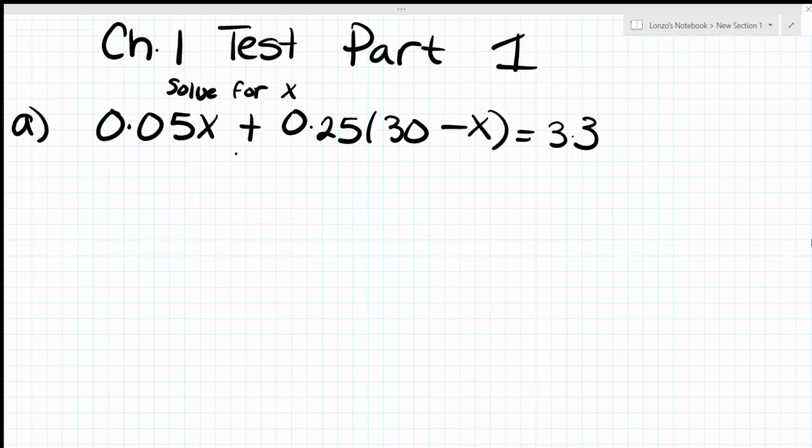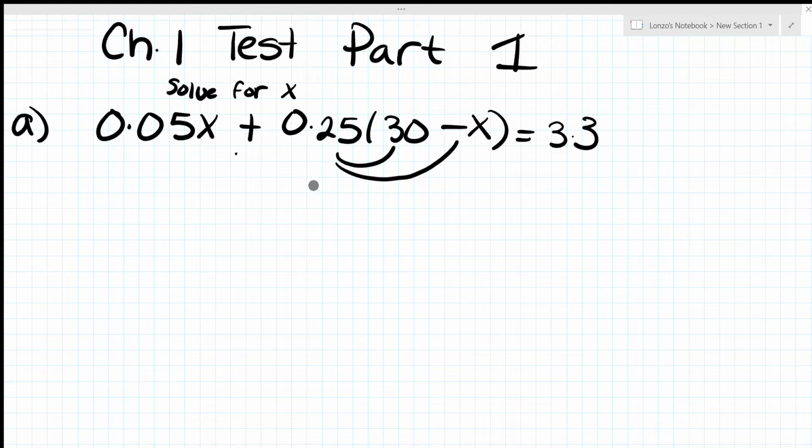So the first problem for this is part 1, question A. We have this equation and we've got to solve for x. So what am I going to do here? We have 0.05x plus 0.25 times (30 minus x) equals 3.3. First step is I'm going to FOIL this out, right? That's called foiling.